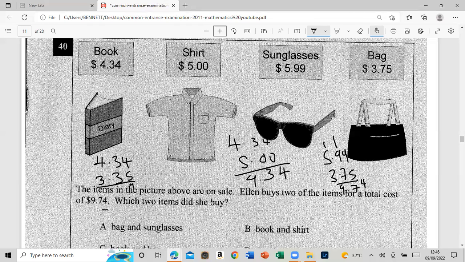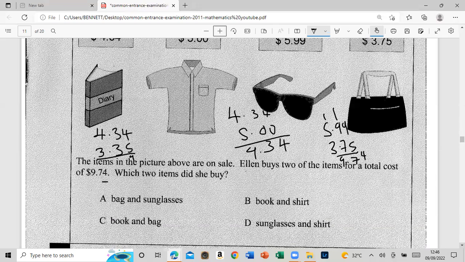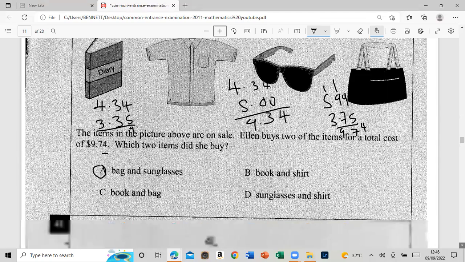I love this question. So it's a sunglass and the bag. This is an awesome question. I really love it. Good job, guys.